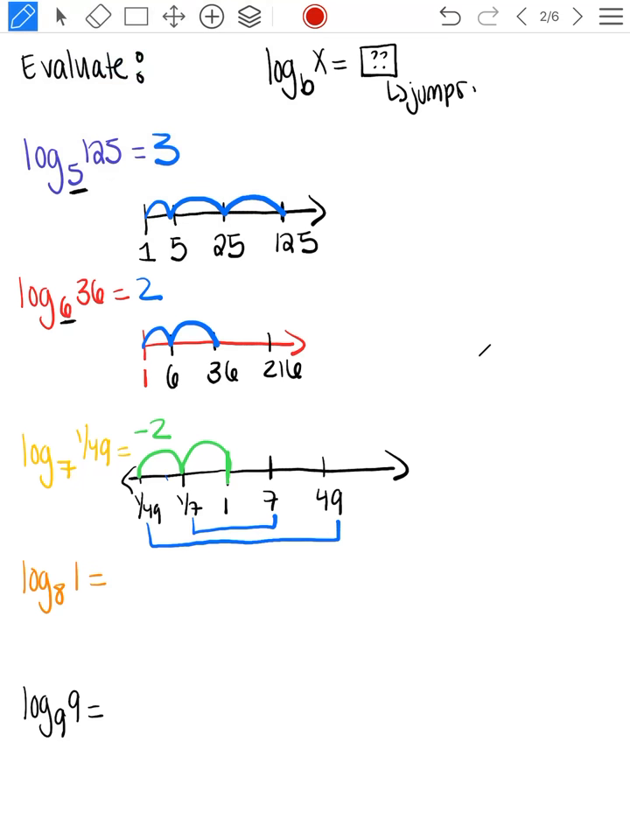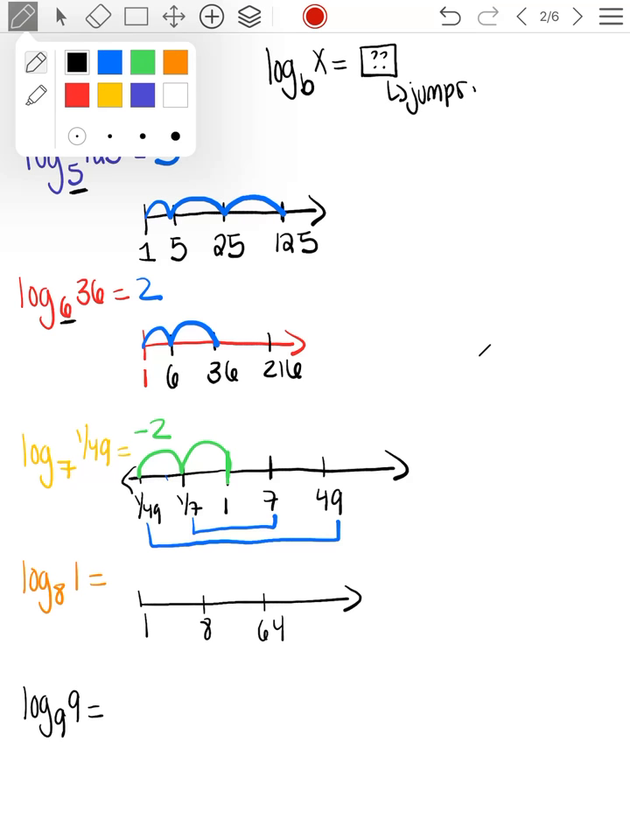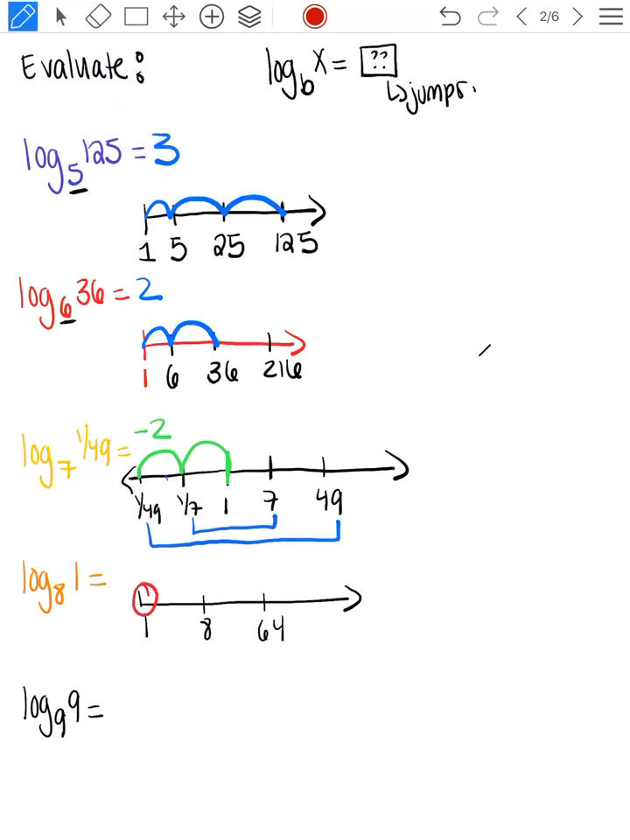Okay, here, log base 8 of 1. So I'm making my number line, again, always starting at 1. Here I'm multiplying by 8. 1 times 8 is 8. 8 times 8 is 64. Keep going and going. And if I'm starting at 1 and I want to land at 1, well, that means I didn't jump at all. So I took 0 jumps to get to 1.